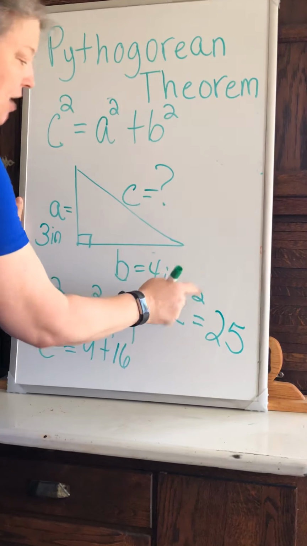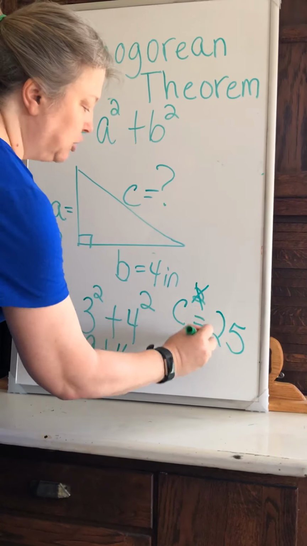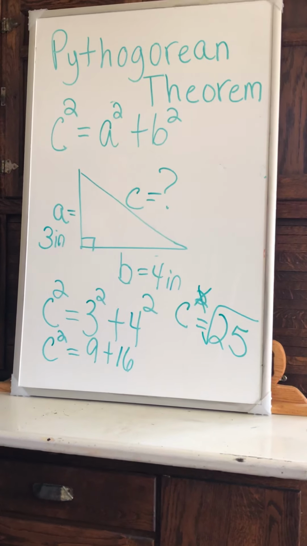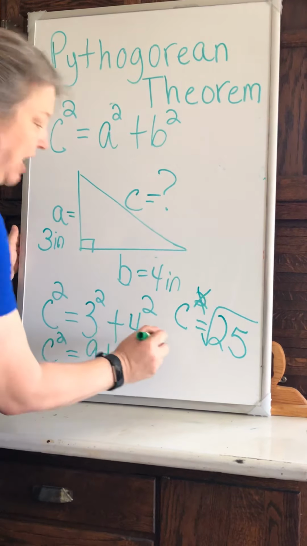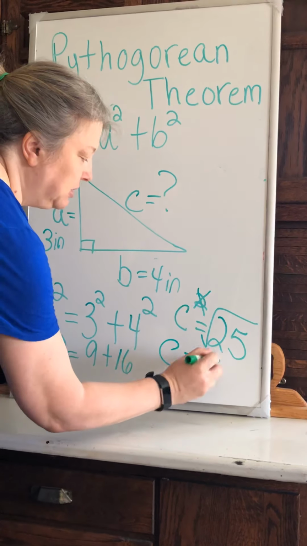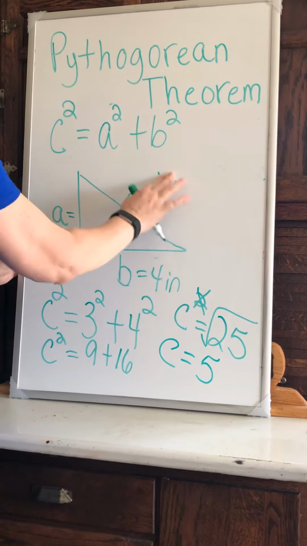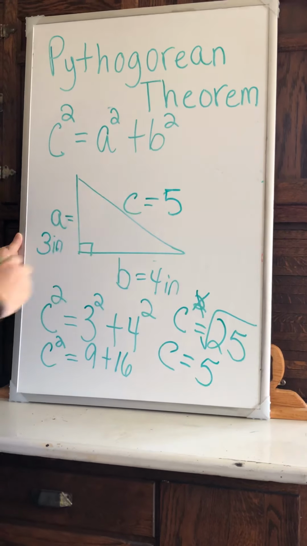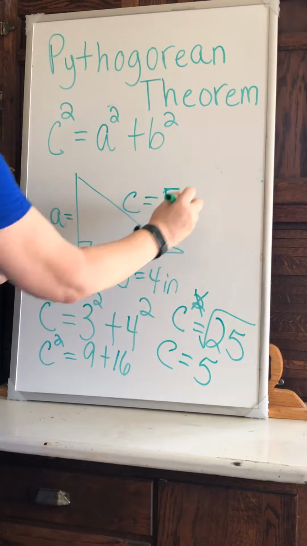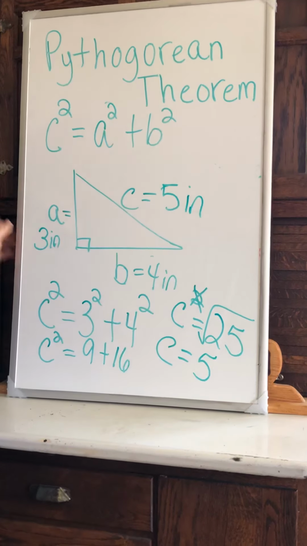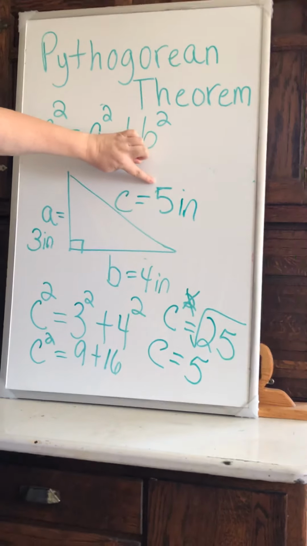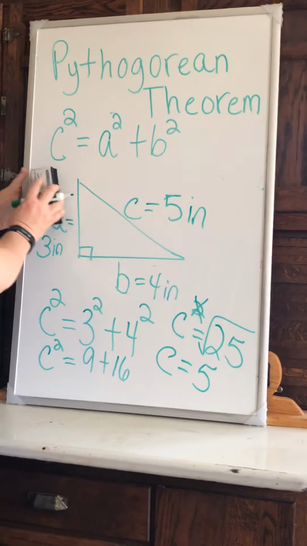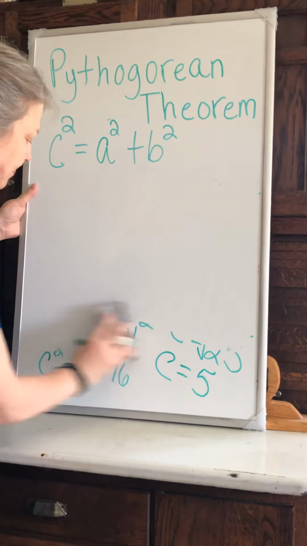We're going to cross out the 2 and draw our square root symbol around the 25, and we're going to say, well, what is the square root of 25? So that's going to be C equals 5. So C equals 5 what? 5 inches. And as you notice again, 5 for C is bigger than 4 and it's bigger than 3. One more of this type of problem.